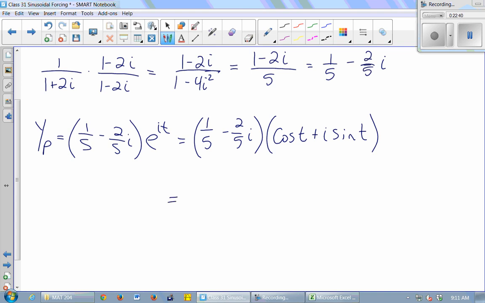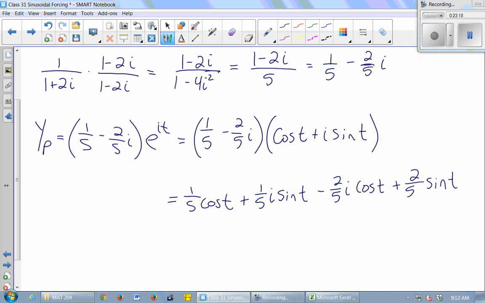All right. So now I'm going to have to FOIL this. I've got a binomial on both sides. So I'm going to have 1/5 cosine t plus 1/5 i sine t minus 2/5 i cosine t. And then I'm going to have minus 2/5 i squared sine t, but i squared is really -1, so it's plus 2/5 sine t.